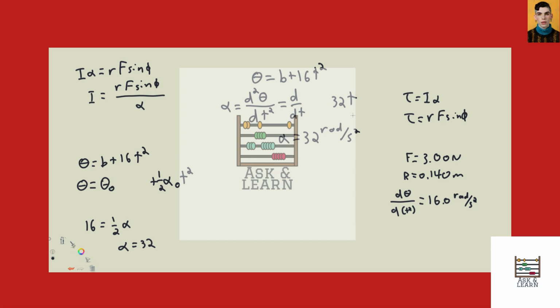And now all we need to do is plug in our numbers. Moment of inertia is equal to r, 0.14, times f, 3, times sine of phi. It's tangential to the surface, which means it's going to make a right angle with the radius, and the sine of a right angle is of course 1, and that will all be over 32, which will give us a final moment of inertia of 0.131 kilogram meters squared.